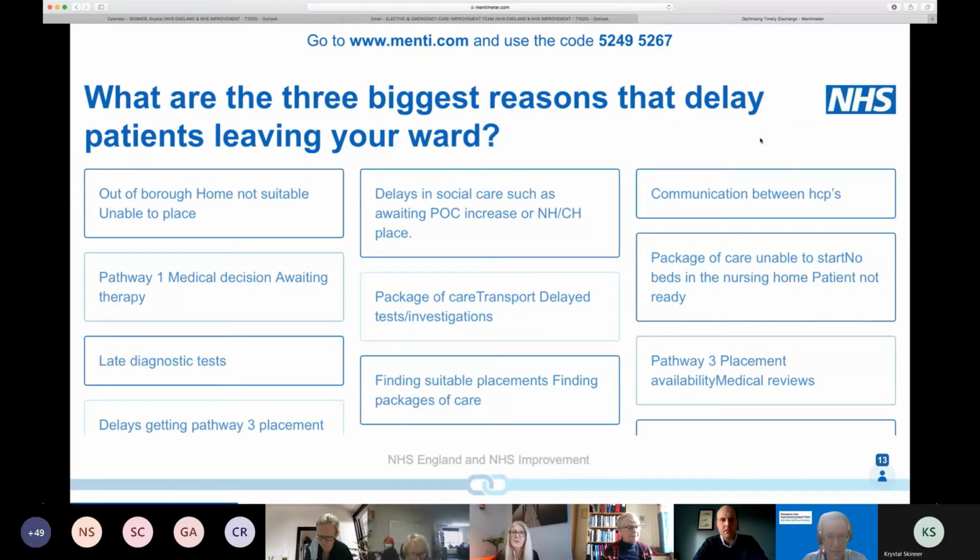Okay, so a lot coming through at the moment around the more complicated discharges, but interesting around late diagnostic tests. Something around communication, which we'll cover later.